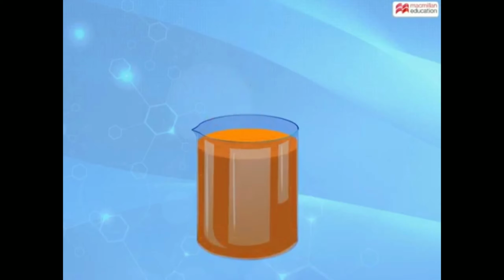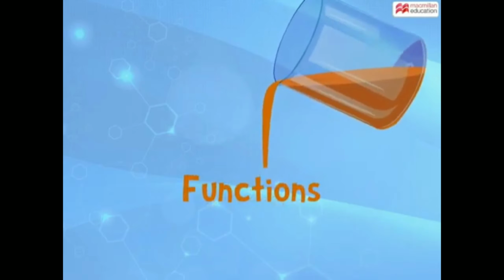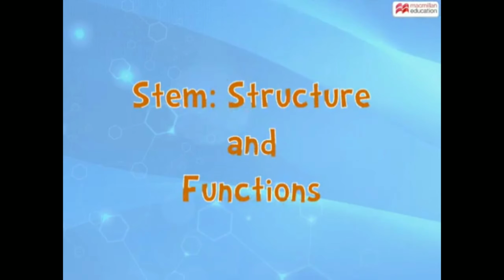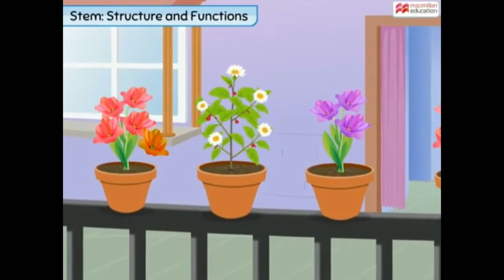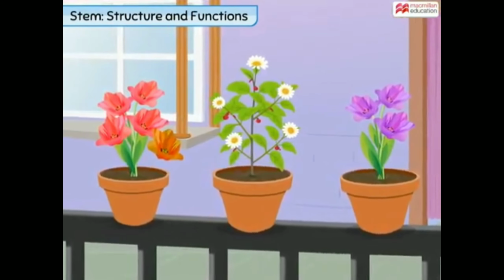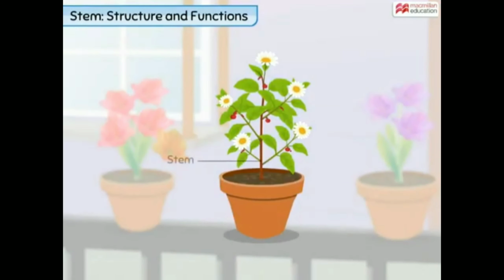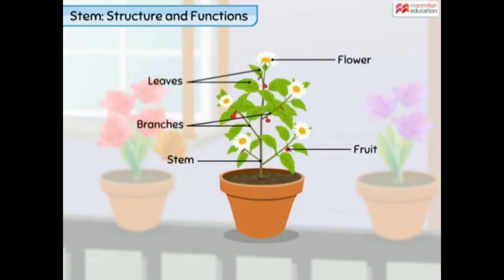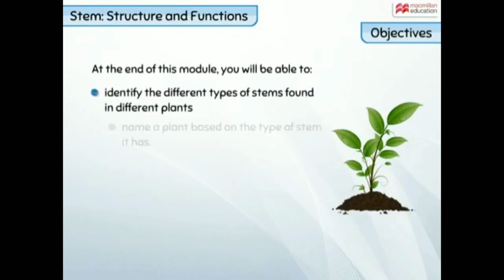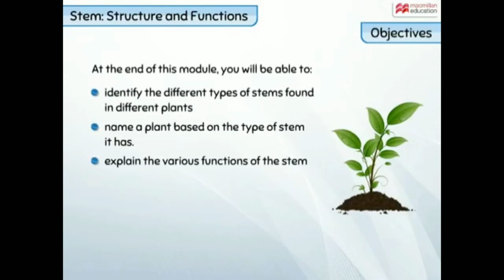Students, here we'll know about the structure and functions of a stem. So you can easily see over here the flowering plant stem. It bears branches, leaves, flower, and fruit. Earlier mentioned. So at the end of this module, you will be able to identify the different types of stems found in different plants.